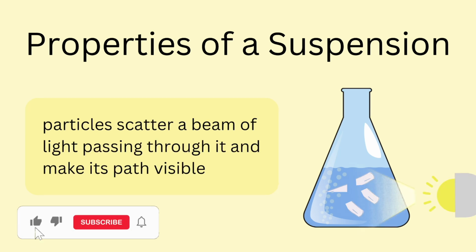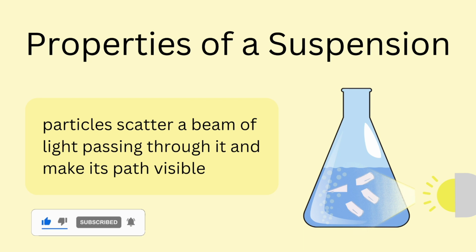The third property is that the particles of a suspension can scatter a light beam passing through it, and you can make out the path of the light beam very clearly. In that experiment we flashed a flashlight into the beaker and we were able to trace the path of the light. So that is another property of a suspension: light passing through it makes the path of the light clearly visible.